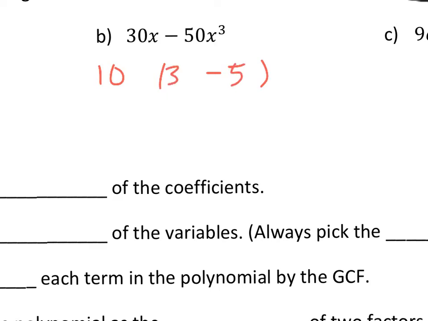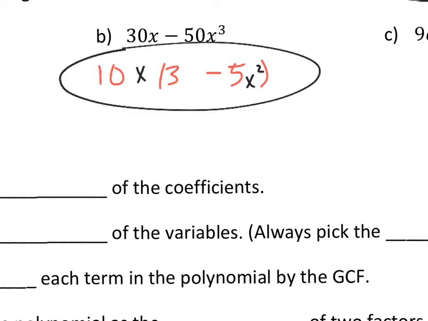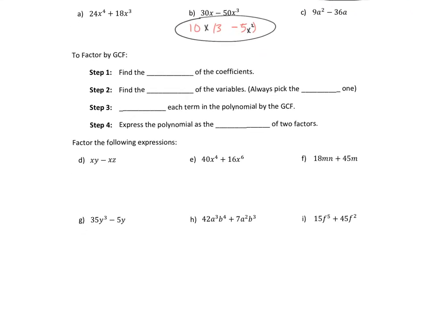Now let's do our variables here. I have an x and 3 x's, so x is the highest I can take out. And dividing x by x is 1, so again, this 3 is alone. X cubed divided by x is x squared. Here is my answer. Please do B and C on your own.